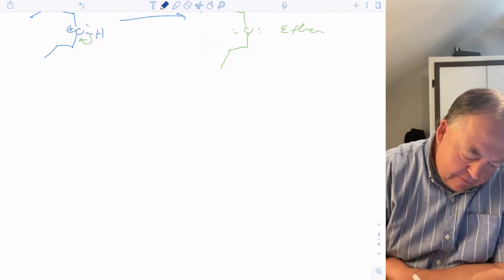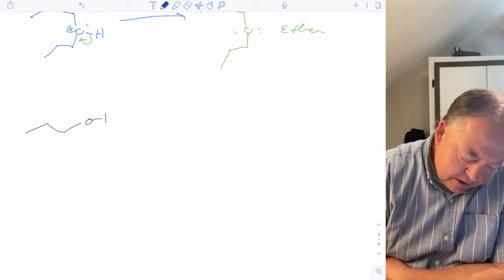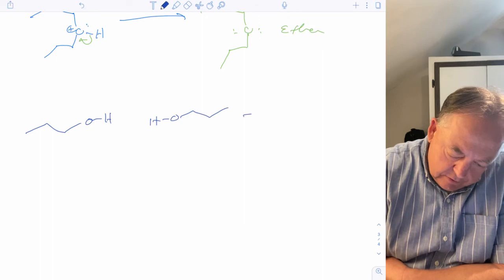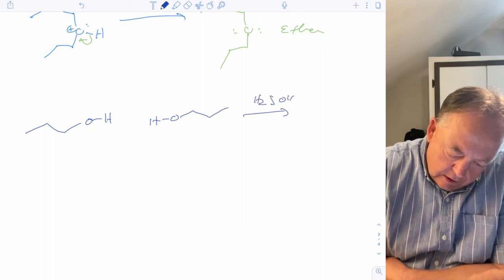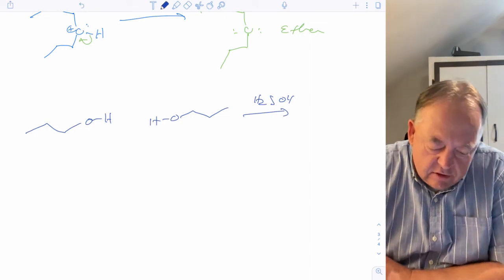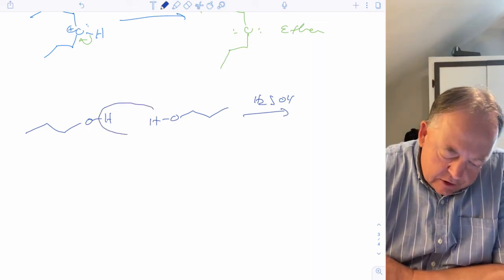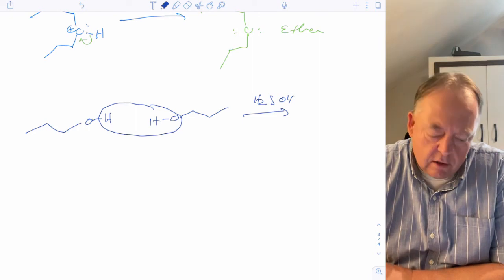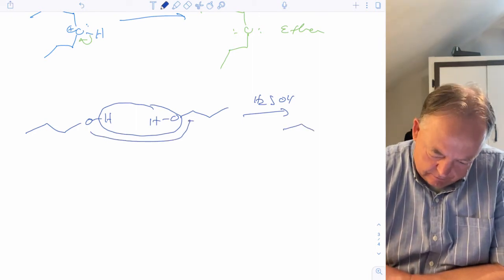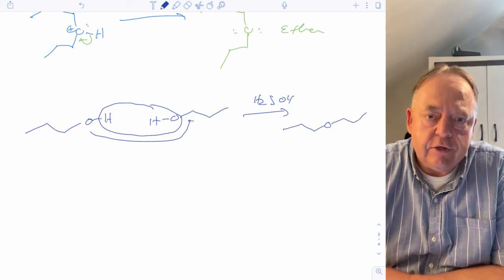So a way to simplify this reaction and make it easier to see the product. So let's just take two of the alcohols and draw them like mirror images of each other. So basically what happens in this reaction is you just lose a molecule of water, and this oxygen ends up attached to that oxygen. Right, and that's your ether product.